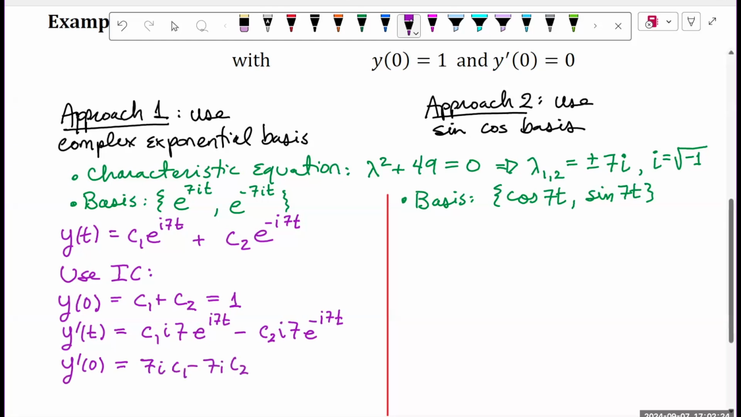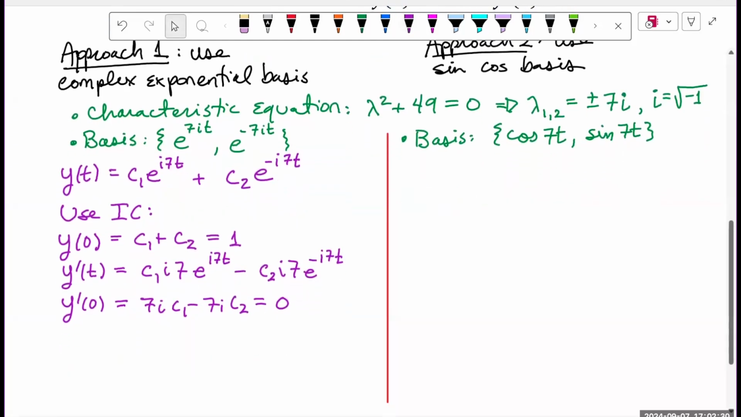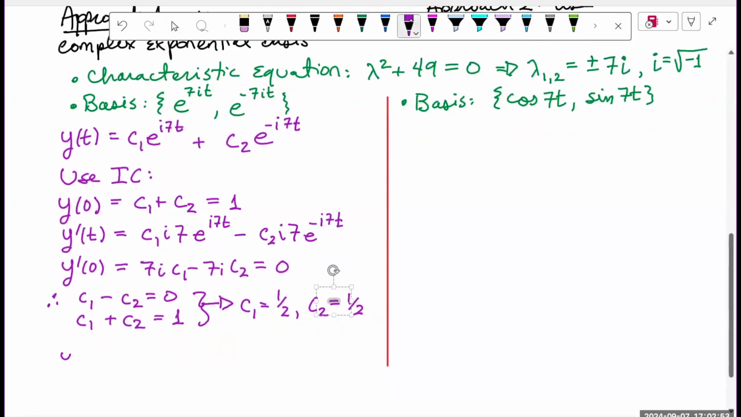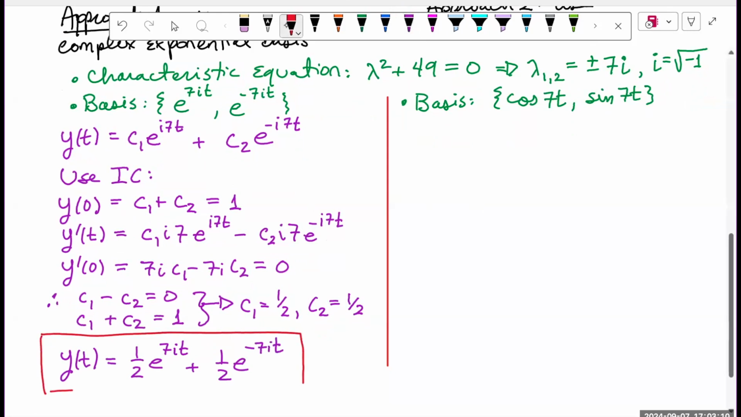which means when we plug in the 0 time value, we get 7i c1 minus 7i c2 equals 0. Putting these two equations together, we know that c1 minus c2 is 0, and that c1 plus c2 is 1. Solving tells us that c1 therefore has to be 1/2 and c2 has to be 1/2. Writing our solution to our initial value problem, then we get that y is 1/2 e to the 7it plus 1/2 e to the minus 7it. And this solution satisfies both the ODE and the initial conditions.